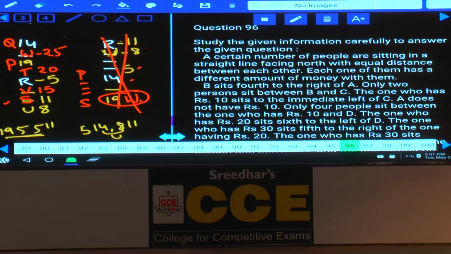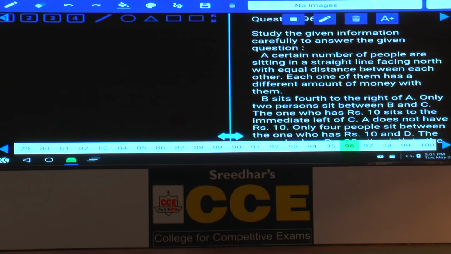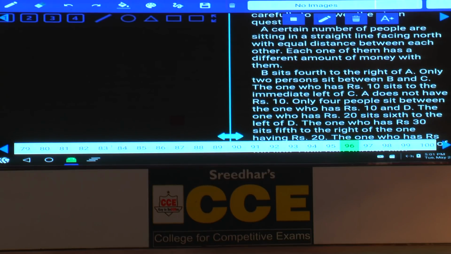Each one of them has a different amount of money with them. Earlier in 2017 he gave this with some flowers, some fruits, isn't it? Now we have replaced this with the money these persons have. Now B sits 4 to the right of A. If A is here, then B sits 4 to the right of A, 1, 2, 3, 4, and B must be here.